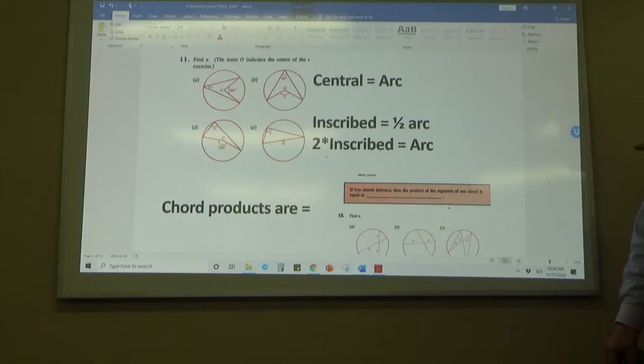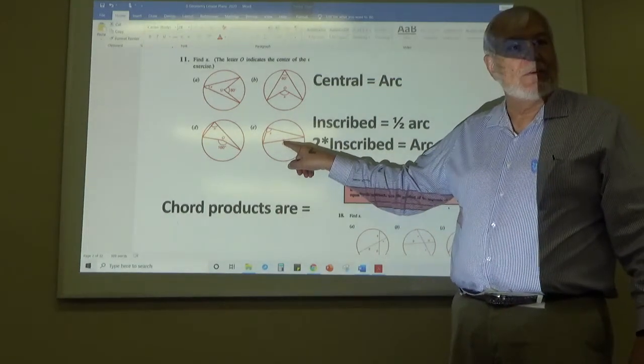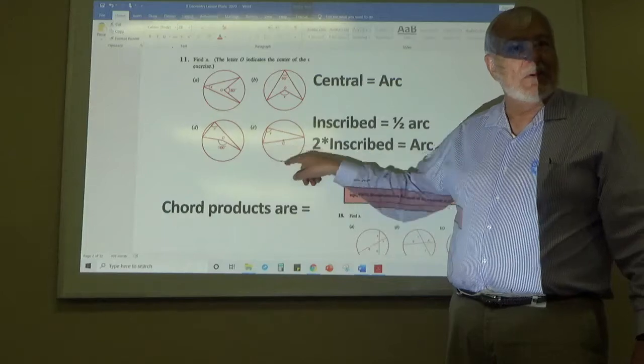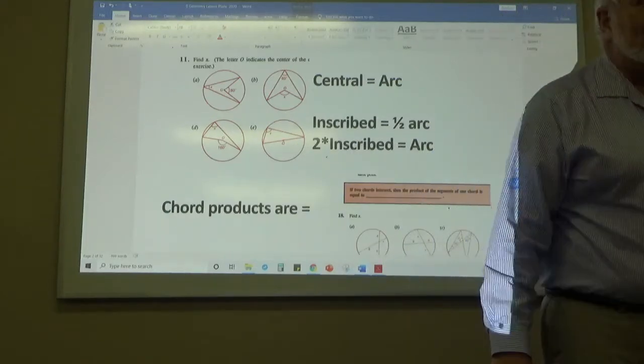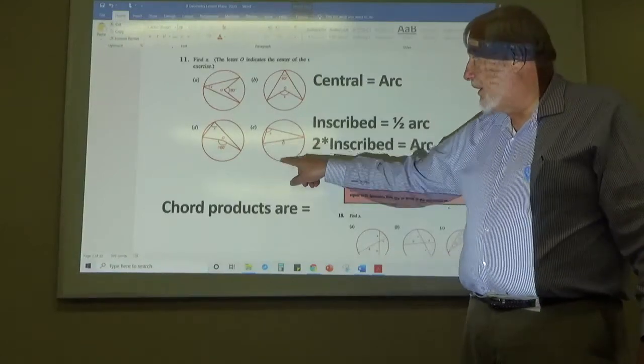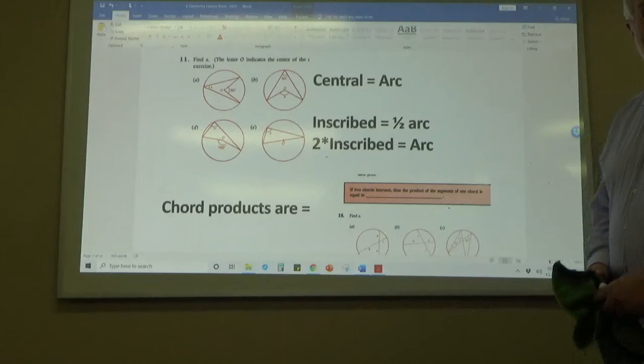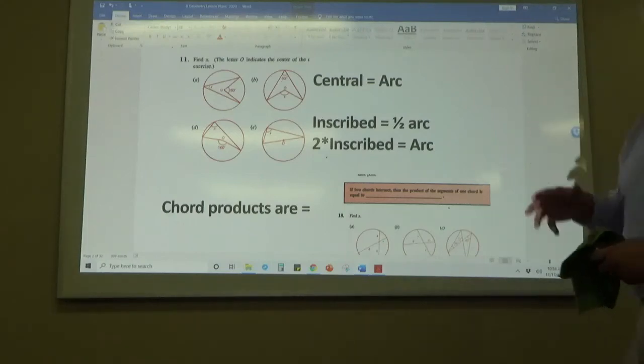And they won't give it to you because you're supposed to recognize if it's a straight line that's going through the center, it's a diameter that's cutting the circle in half. Wait, how's it 90 degrees? Because that's an inscribed angle. This arc is 180, half of that is 90. Okay, so that takes care of those two.